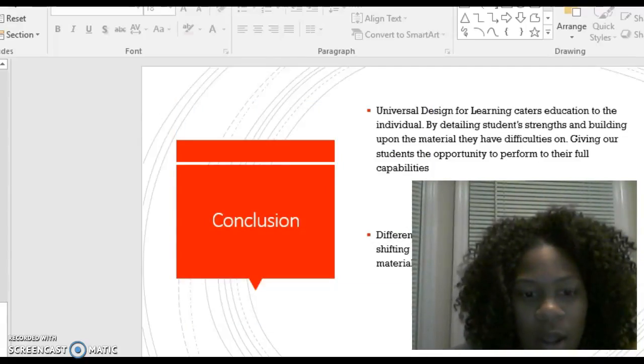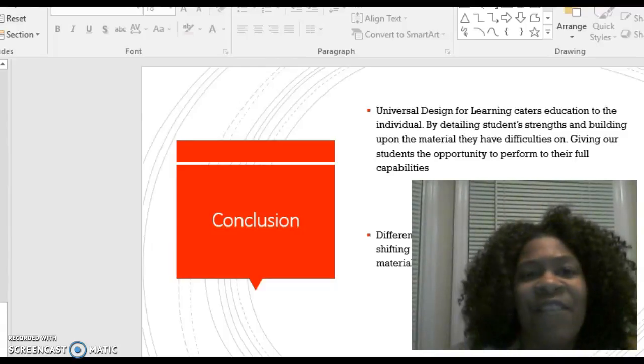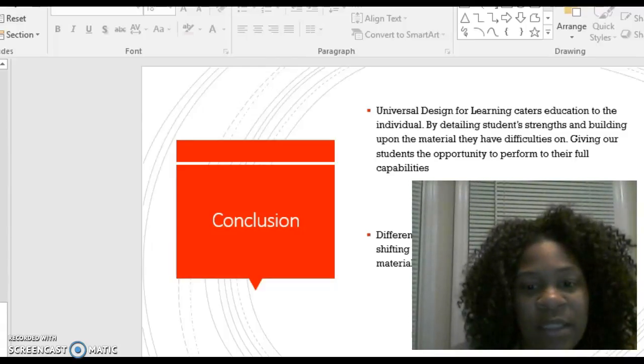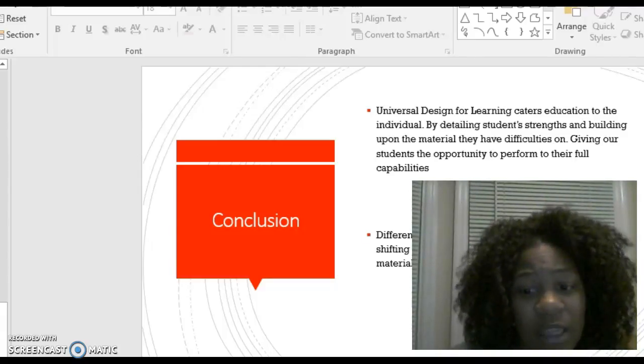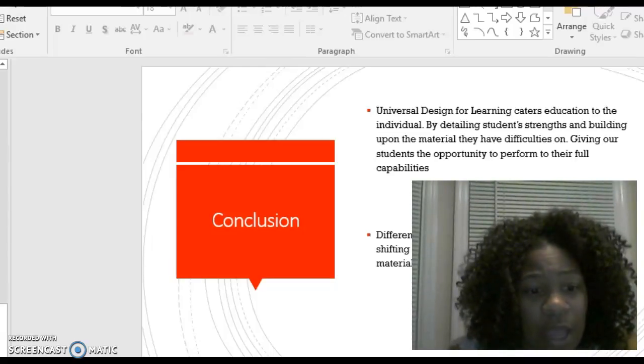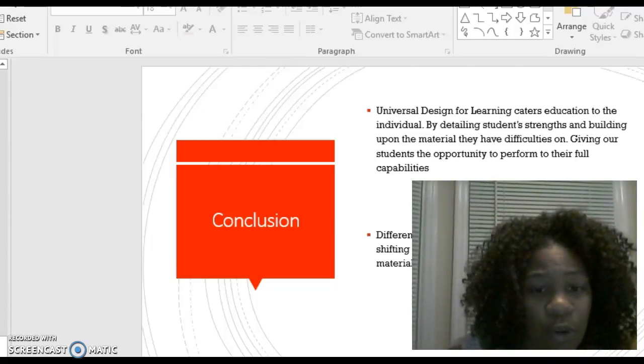And overall, I feel like UDL and DI help students' needs be met by giving them the ability to achieve regardless of any differences they have. And that is key and critical.